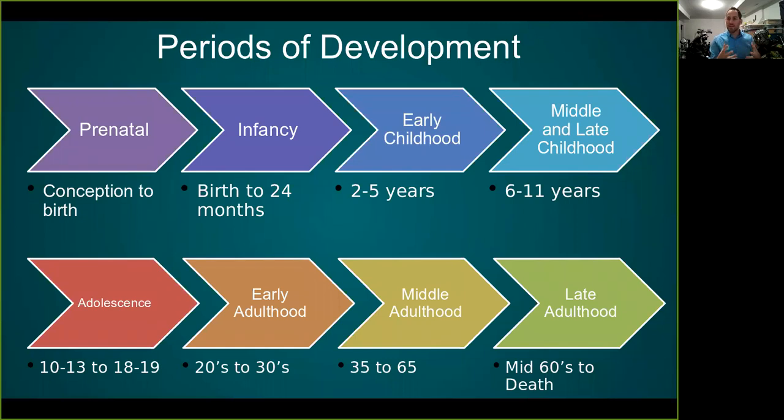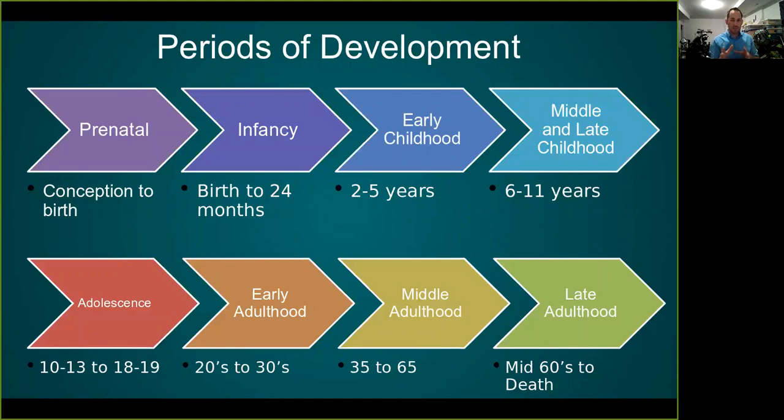Now, we've split the chapters up in the book into these different sections. We've got the prenatal stage, infancy, early childhood, middle and late childhood. We've separated them into their own chapters, into their own boxes. But obviously, with lifespan development being lifelong, they all really connect with each other. So things that are happening in prenatal might have an effect on things in early adulthood. But these are the generally agreed upon time periods for these life phases. Prenatal is conception to birth, infancy is birth to 24 months, early childhood is 2 to 5 years, and middle to late childhood is 6 to 11 years.